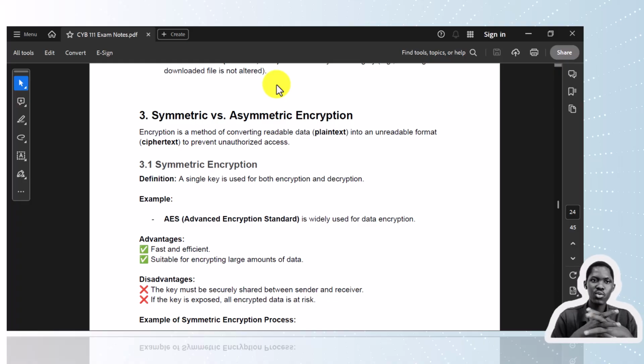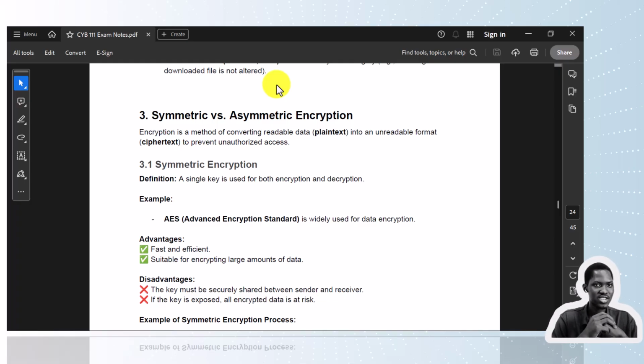Now, an example of symmetric encryption is Advanced Encryption Standard. It is widely used for data encryption. Advantages of symmetric encryption: it is fast and efficient, and it is suitable for encrypting large amounts of data.